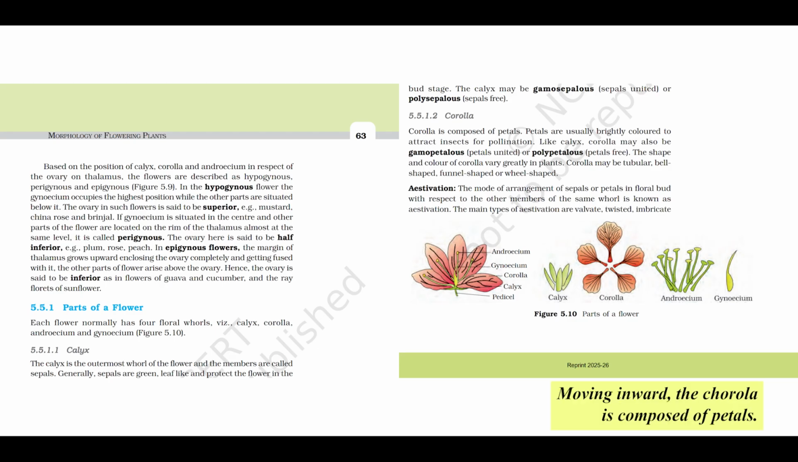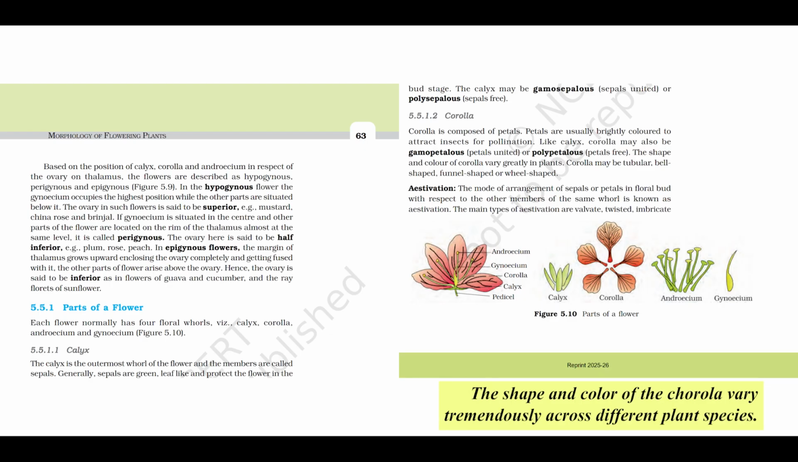Second, the corolla. Moving inward, the corolla is composed of petals. Petals are typically the most visually striking part of a flower, usually brightly colored and often fragrant. And their function is attraction. Primarily, yes. To attract insects, birds, or other animals for pollination, a vital step in plant reproduction. Similar to the calyx, petals can also exhibit cohesion. They can be gamopetalous if their petals are united or fused, like in a bell-shaped flower, or polypetalous if their petals are free and separate, like in a rose.